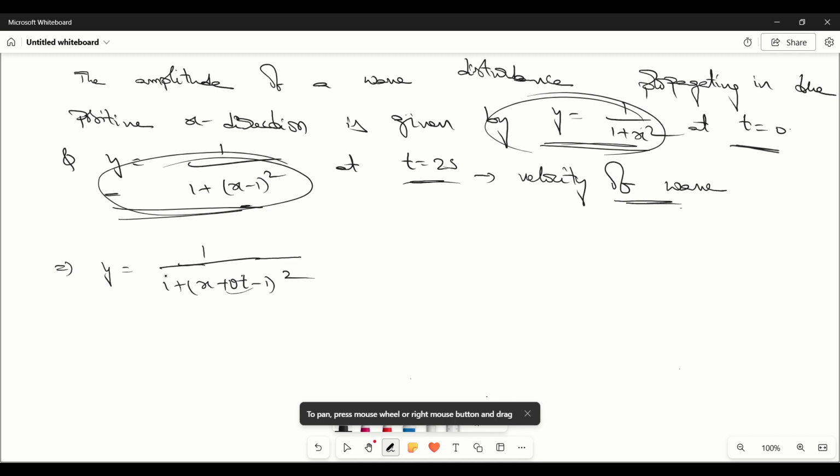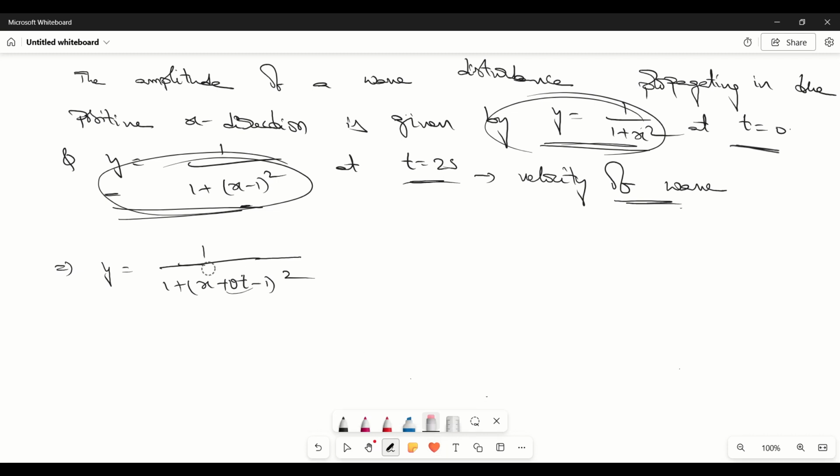So we just modify it as 1 plus x minus vt whole square. Observe that we had modified this expression as 1 by 1 plus x minus vt whole square at t equal to 0. When we substitute here, we get 1 by 1 plus x square at t equal to 2 seconds. Here we are representing it as x minus 1 whole square.